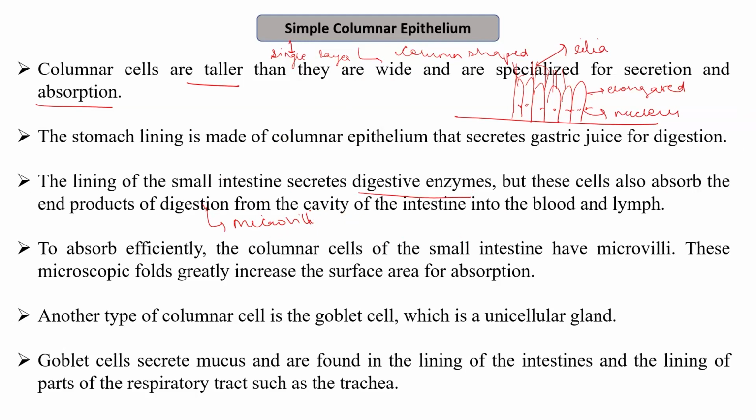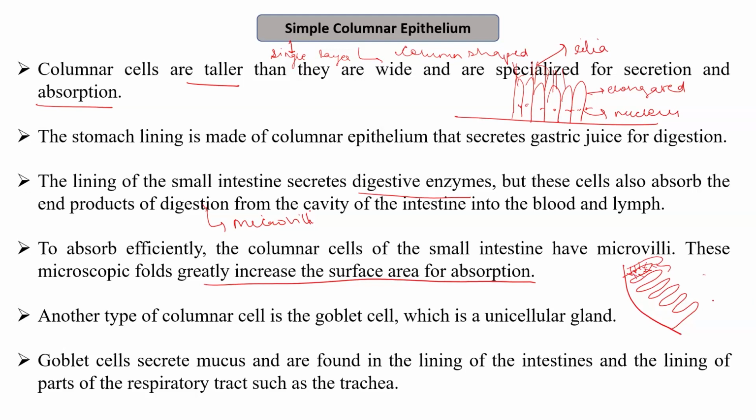The structure of the microvilli facilitates the efficient absorption of the food by the cells of the small intestine. These microscopic folds greatly increase the surface area for absorption. So what will be the structure of microvilli? For example, this is the intestine. So the microvilli are like this, present on the surface of the intestine. This structure facilitates the higher absorption of food by increasing the surface area. So the surface area for the absorption of the food increases, and the food can get absorbed from all these sides.